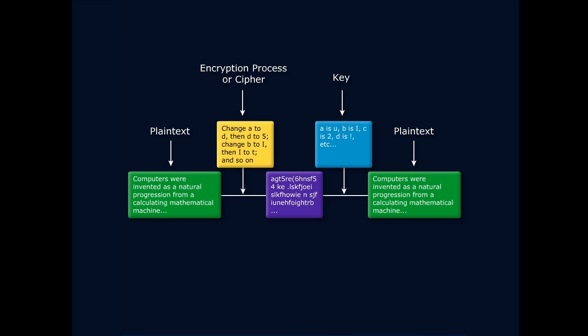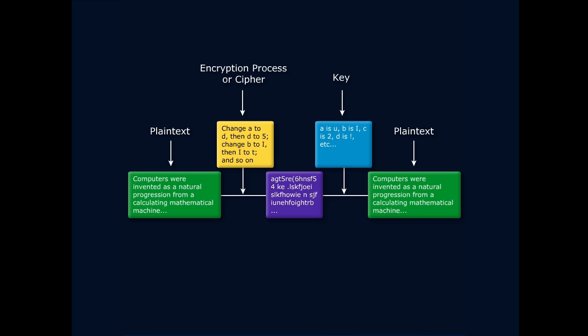So what we're going to use is a cipher or an encryption process in order to do this. A great example of this, and what you see on the screen, is a letter shift. We're going to change an A to a D and then a D to a 5 or a B to an I. This is a very simple type of encryption. We don't much use this anymore because they're very easily cracked. But just for an example, we're going to use it here. And that plain text message that we send gets changed and modified. And when it's sent in the air, what's actually being sent is AGT 5RE parentheses 6H. So it's not readable, is it?